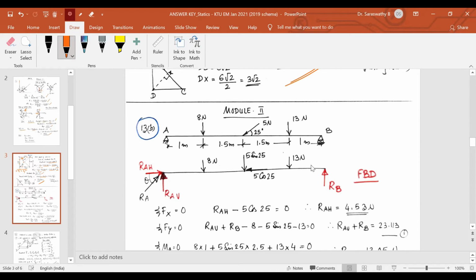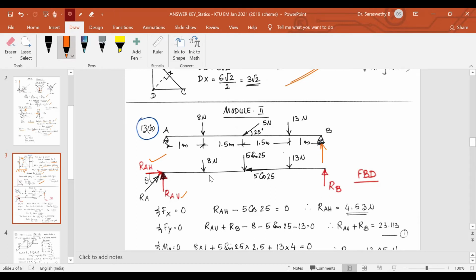Free body diagram means you remove the supports and show all the external forces acting on it, including the support reactions. So I have drawn the beam. In the hinge, there will be 2 reactions. Always remember a vertical reaction RAV and a horizontal reaction RAH. I am assuming RAV and RAH. In the roller, there will be only one reaction which is normal to the roller surface. So there is only one reaction RB.